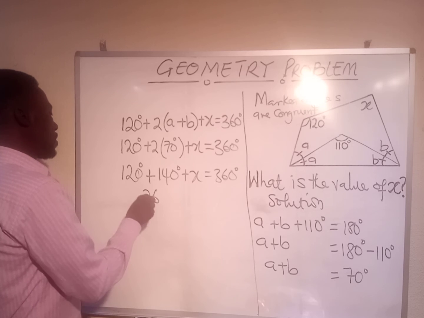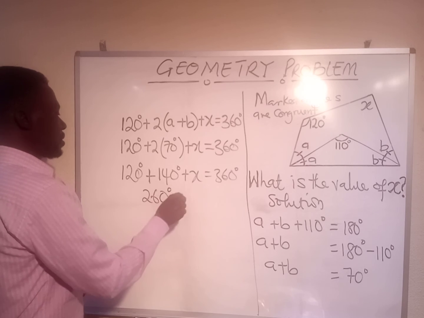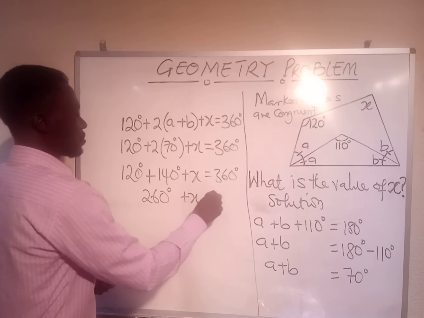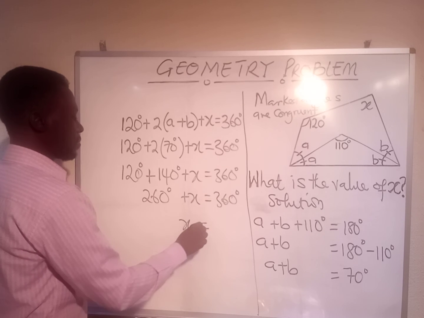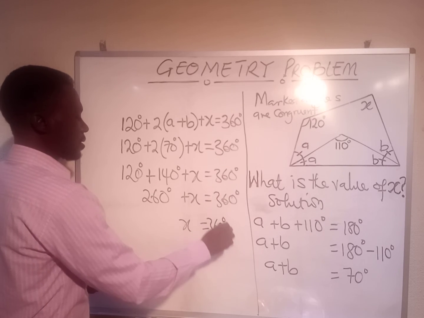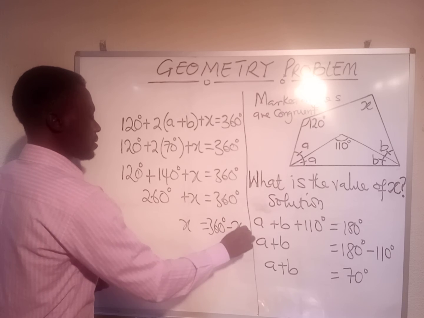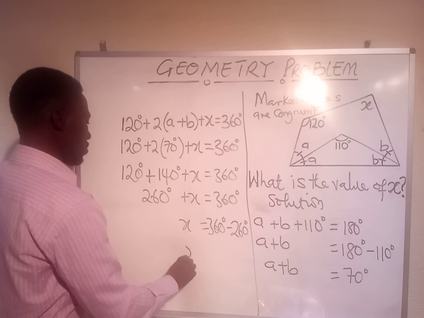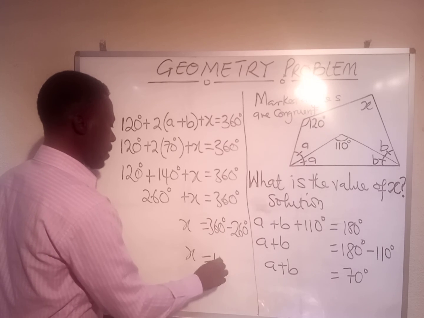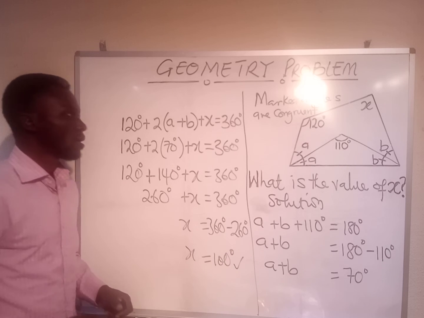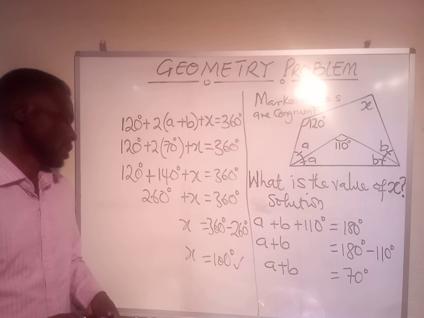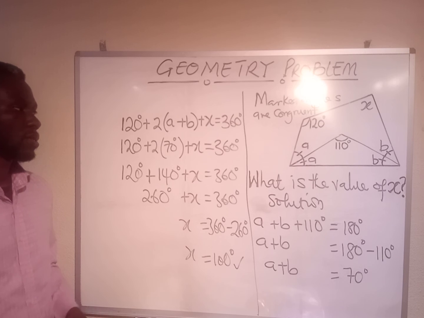So 260 degrees plus x is equal to 360 degrees. And so our x is equal to 360 degrees minus 260 degrees. And so our x is equal to 100 degrees. And that is the answer to this problem. So x is equal to 100 degrees.